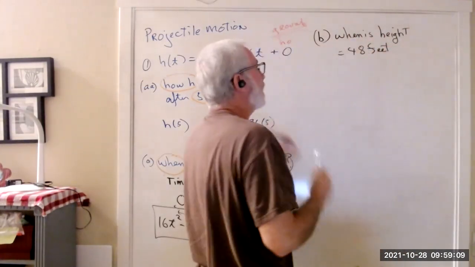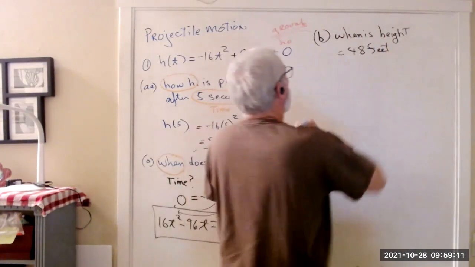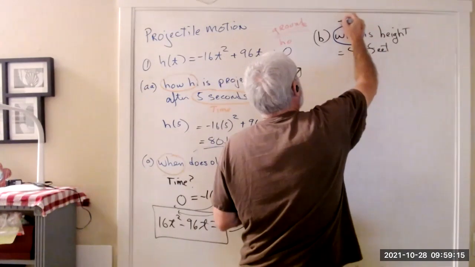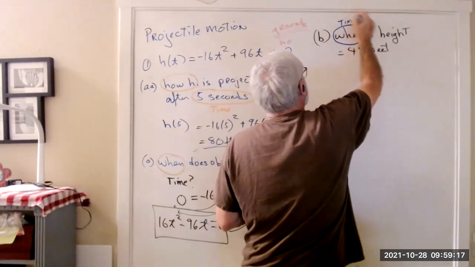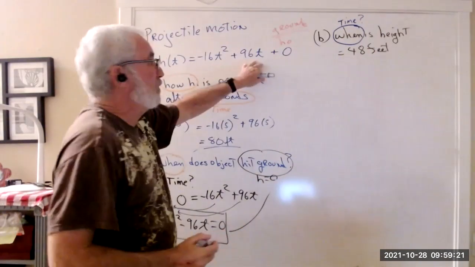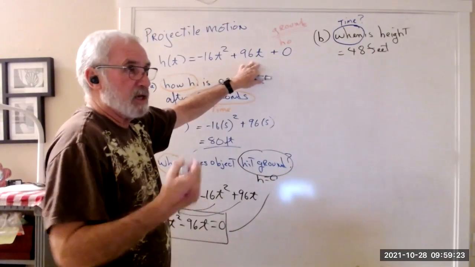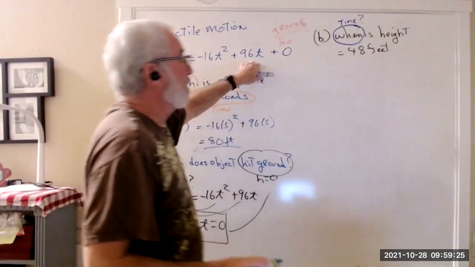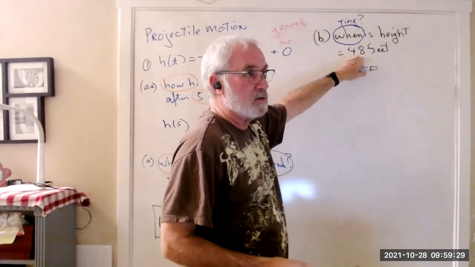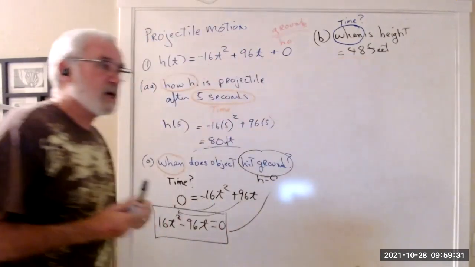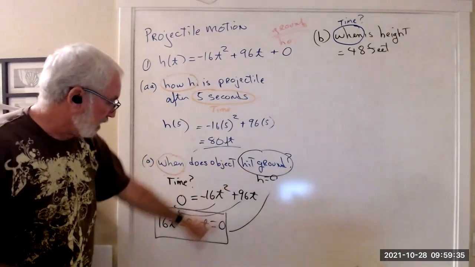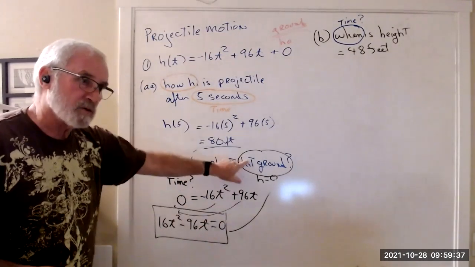Again, the word when means our time is unknown. So somehow we're going to be solving for the time. We're going to be plugging in or doing something and solving for time. But this time our height is 48 feet. The last time our height was 0 because it said we were going to hit the ground where height was 0.